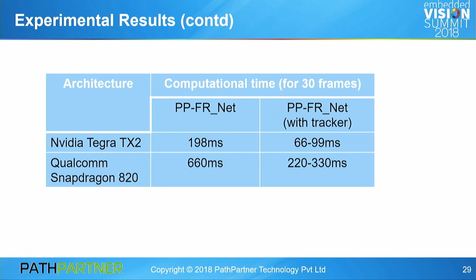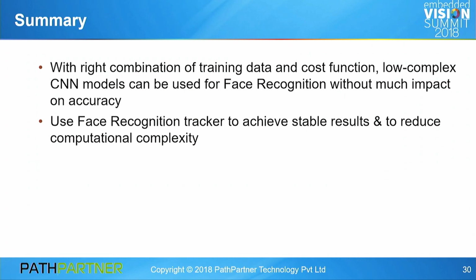So with this, it is very evident that we do not really need a deep network for a face recognition problem. And at the same time, we do not need a variant of convolution using features such as unshared weights. So I conclude my talk by summarizing: with the right combination of training data and cost function, low complexity CNN models are sufficient for face recognition tasks. And we recommend using a face recognition tracker not only to achieve stable results, but it also helps in bringing down the computational complexity.